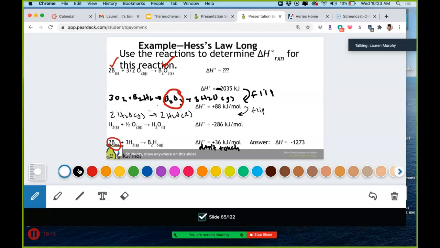Okay, now if I flip that, I have to flip the sign, right? So this is no longer positive 88, it's negative 88. Okay, so now I have water vapor on opposite sides, which is great, but I now have water liquids on the same sides. Well, I just flipped this one, so I'm not going to flip it again, so I'll flip this next one.